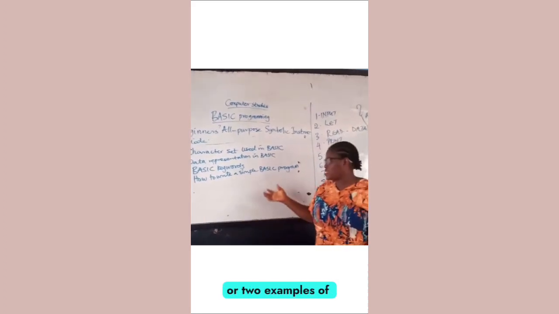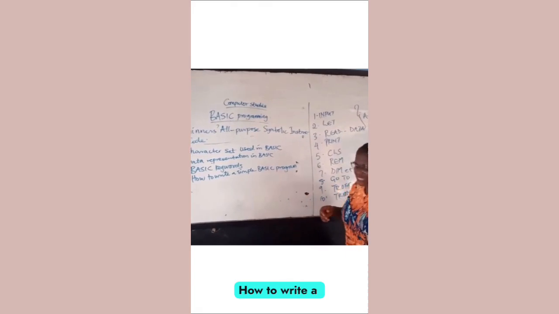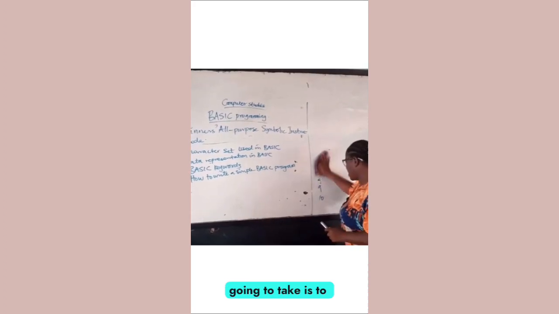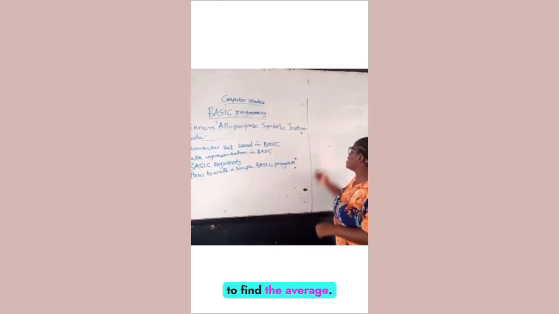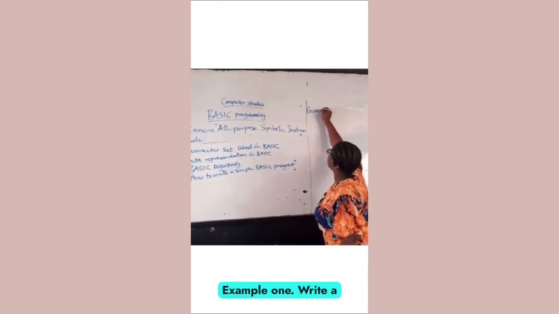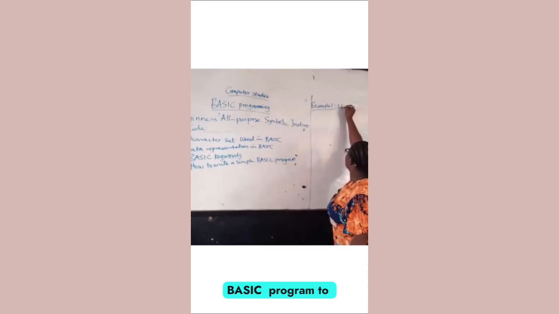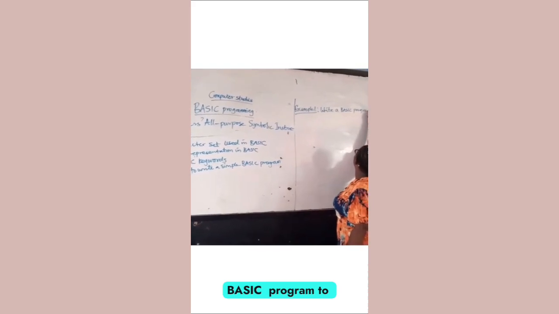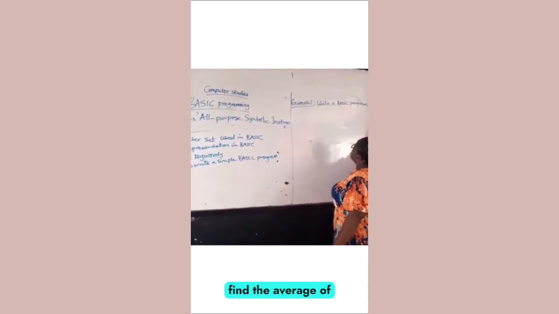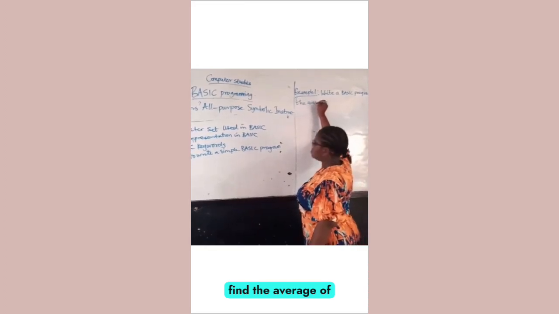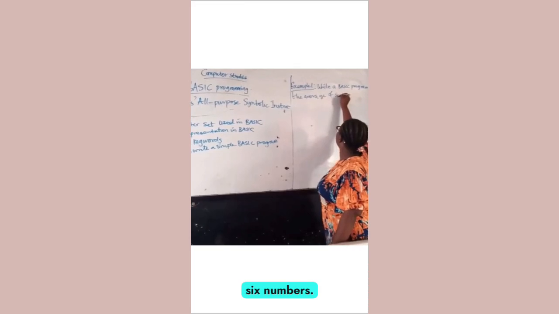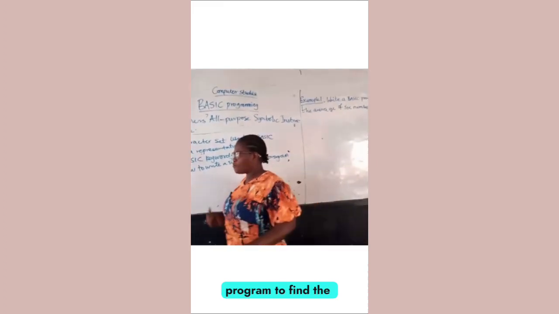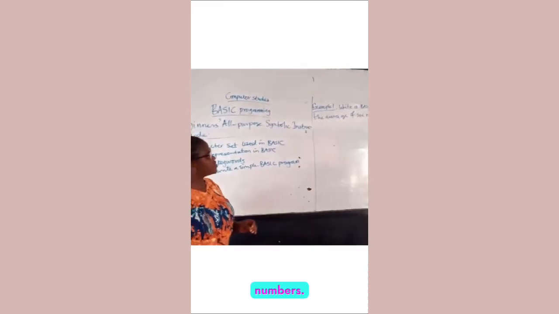Now, let's take one or two examples of simple BASIC programs. How to write a simple BASIC program. The first one we are going to take is to write a BASIC program to find the average. Example 1. Write a BASIC program to find the average of 6 numbers.